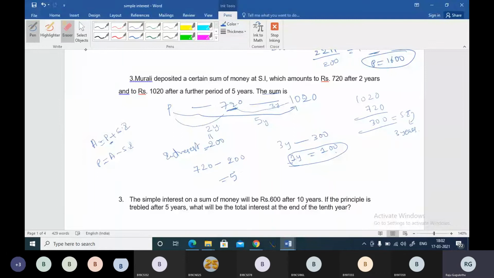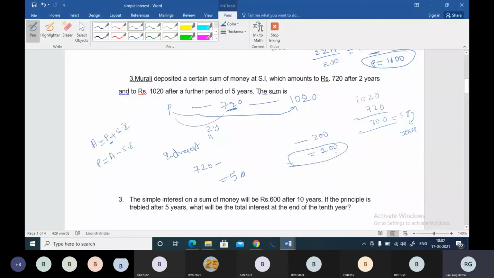Guys, here we have made a mistake. This is after a further period of 5 years, not 3 years. So you can see the mistake here. Okay, so the question here is, after a further period of 5 years.